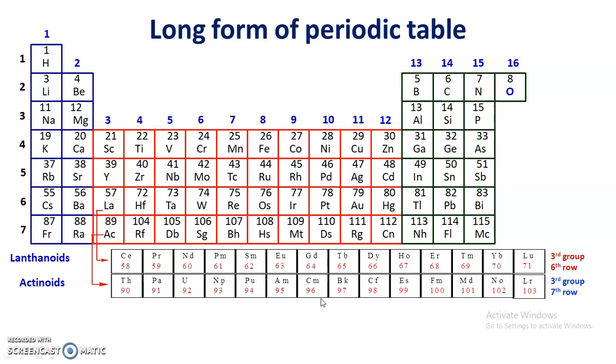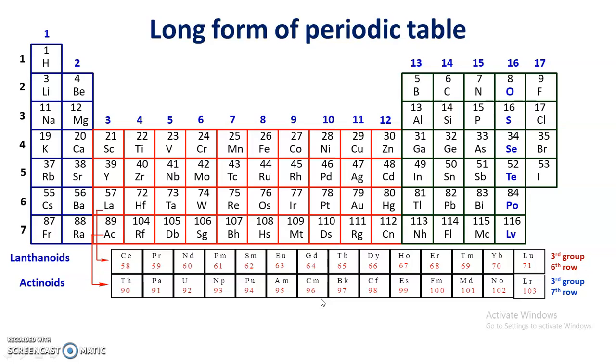In the 16th group, these are the 16th group elements. In this group there are oxygen, sulfur, selenium, tellurium, polonium and livermorium. In the 17th group there are fluorine, chlorine, bromine, iodine, then astatine and tennessine.